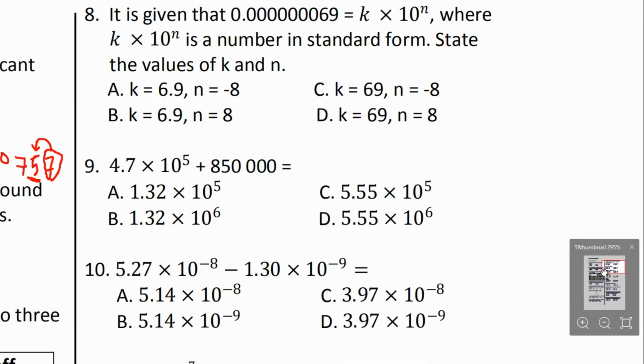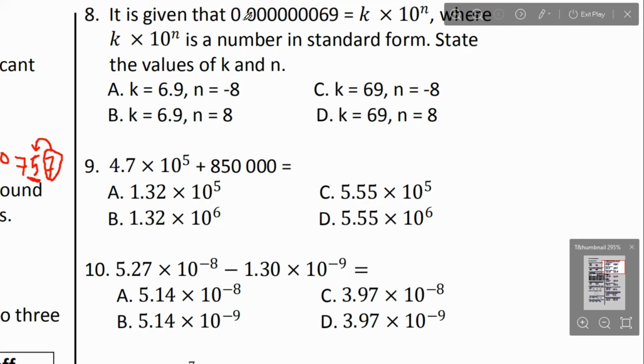Number 8. It is given that 0.000000069 equals k times 10 to the power of n, where k times 10 to the power of n is a number in standard form. Okay, so we have to write this number in standard form.